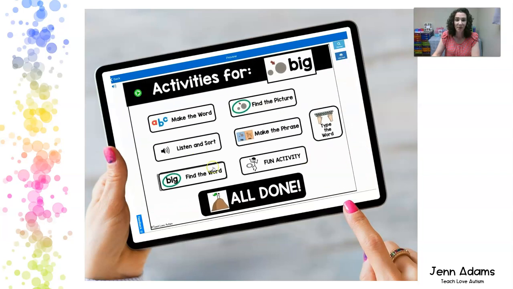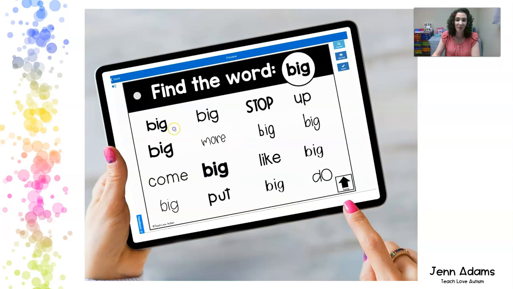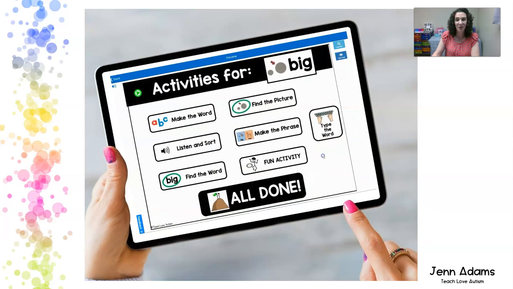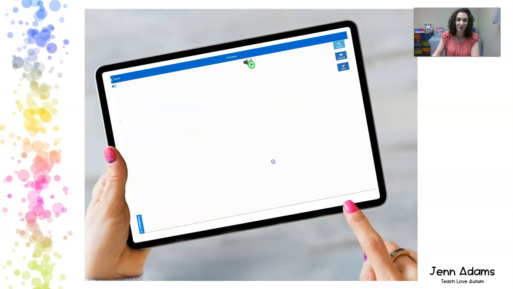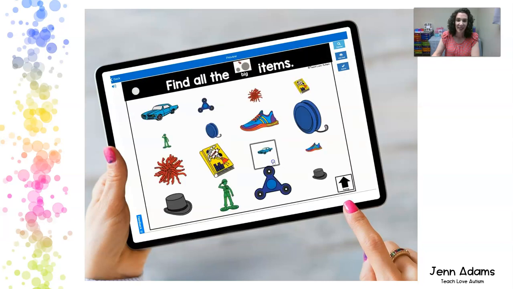Find the word. In this activity, we're just looking for that basic sight word knowledge. Can you find and identify the word? And then this is kind of applying the knowledge of that word. So understanding what the word big means.